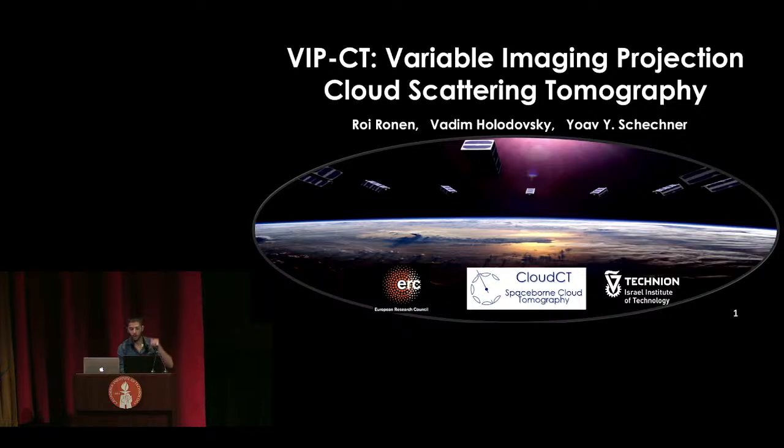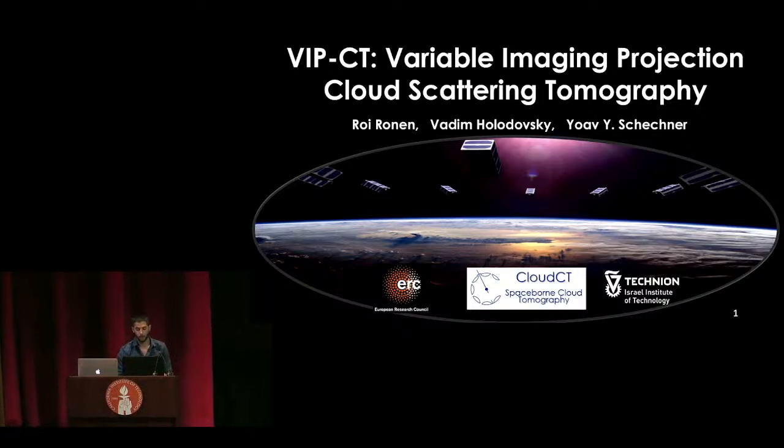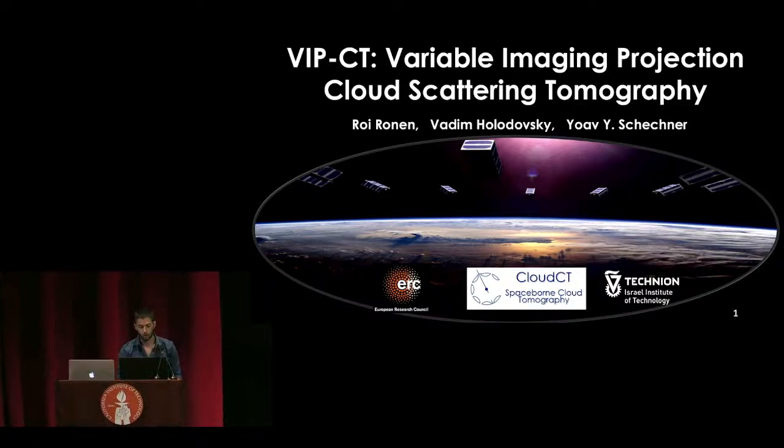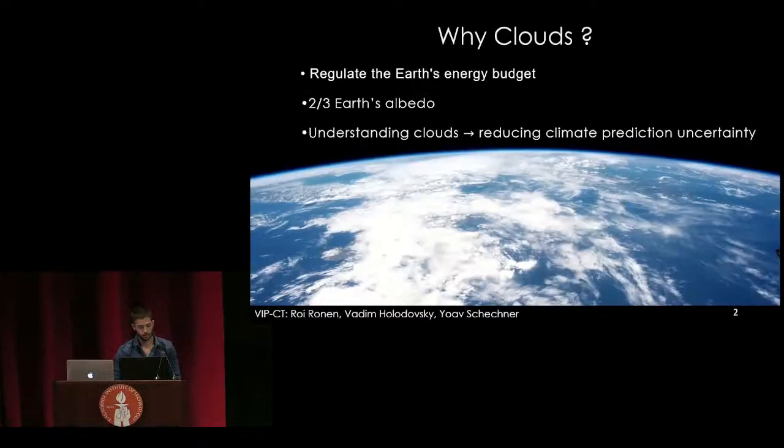Hi, everyone. I'm Roy from the Technion in Israel. I will present our paper, Variable Imaging Projection Cloud Scattering Tomography. Clouds are extremely important. They regulate the Earth's energy budget and are the source of fresh water. Clouds are a major source of uncertainty in climate predictions. By understanding 3D properties of clouds, scientists can hopefully understand the climate better.